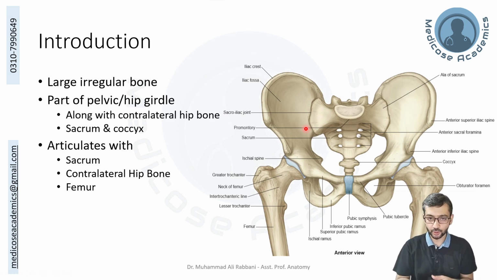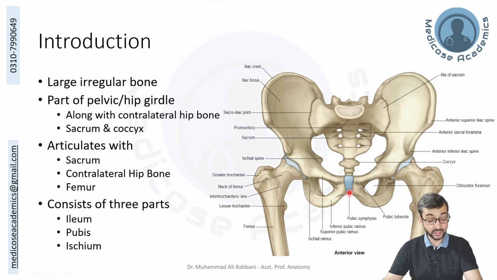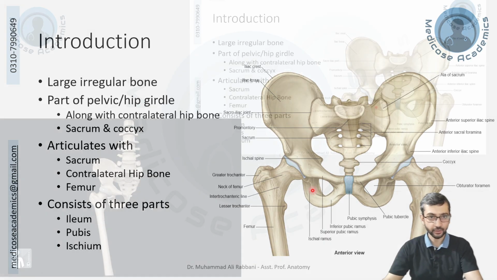girdle. It articulates with the sacrum on the back, the femur here, and in the front via the pubic symphysis with the hip bone of the contralateral side. It consists of three parts: ilium, the one that is on the top; pubis, the one that is on the front and down; and the ischium. So let me show you here.